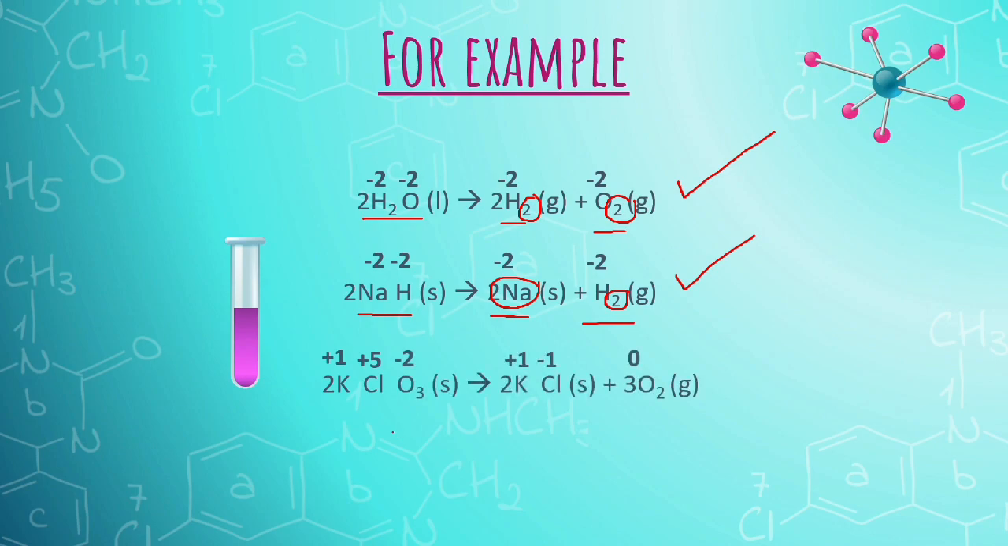In the third reaction, potassium chlorate decomposes into potassium chloride and oxygen. Is this reaction an example of a decomposition redox reaction? Tell me the answer in the comment box. Is this reaction a decomposition redox reaction or not?